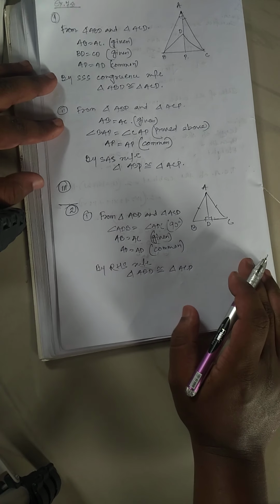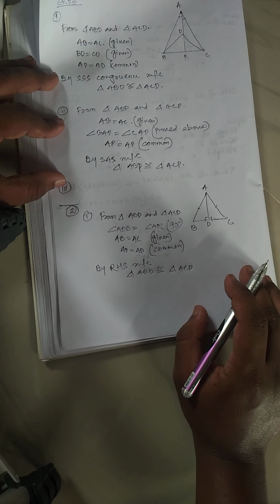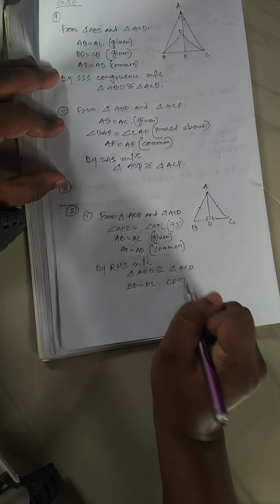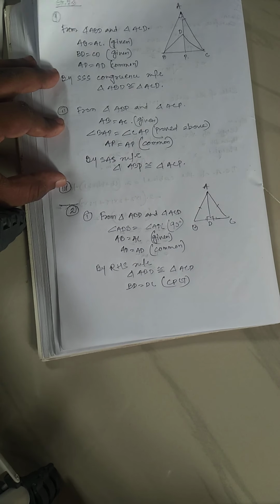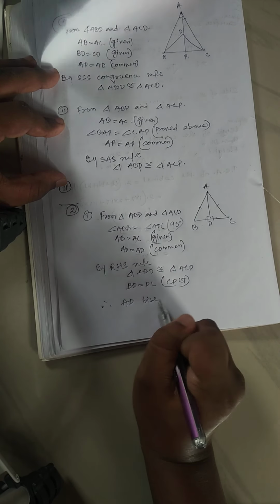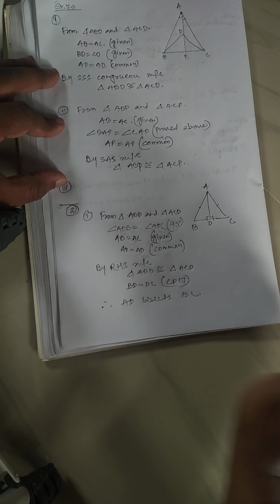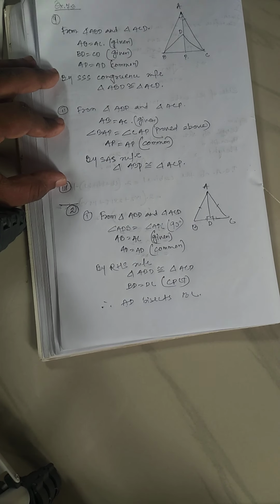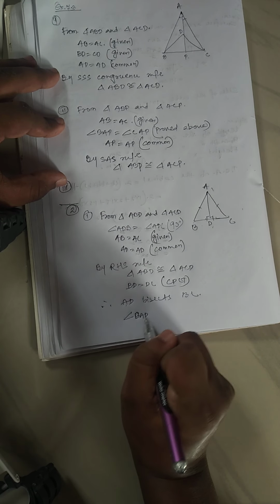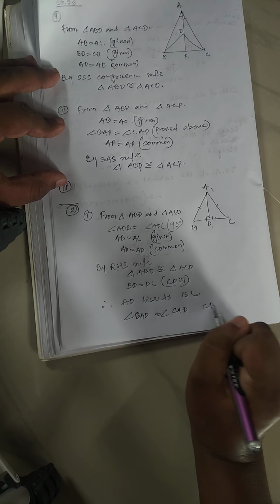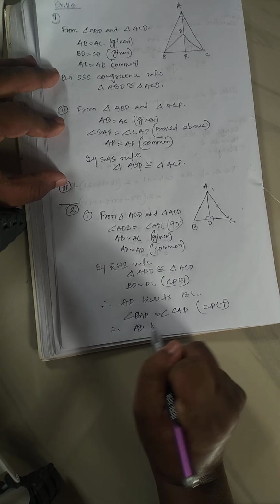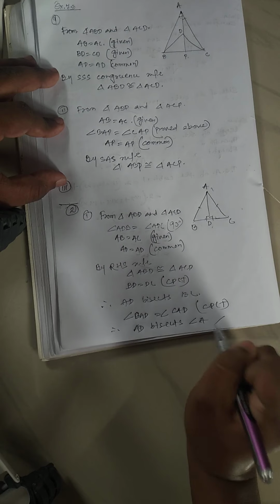If these two triangles are congruent, then we can say that BD equal to DC, by CPCT. So that means AD bisects BC. First one is proved. Next one is AD bisects angle A. Similarly we can say that angle BAD equal to angle CAD, by CPCT. So AD bisects angle A also, proved.